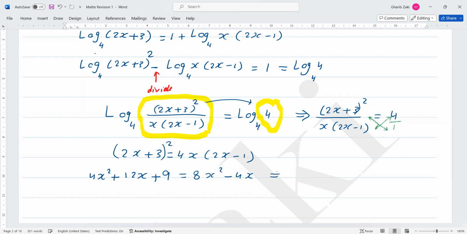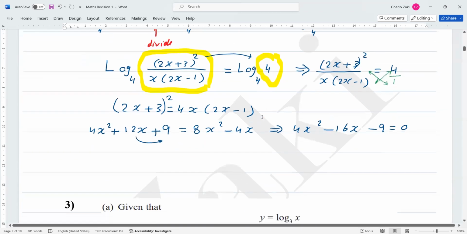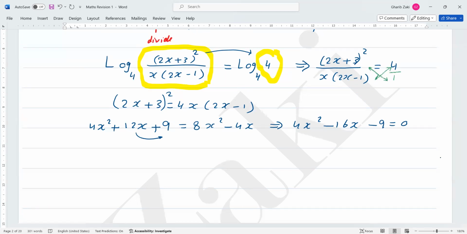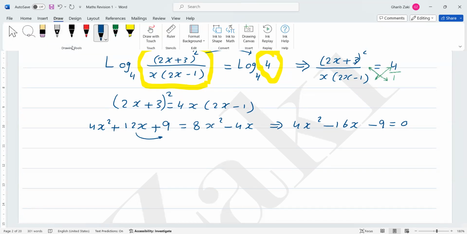Collect them in one side, so shift all to the right side. 8x squared minus 4x squared is 4x squared. Negative 4x and negative 12x is negative 16x. The 9 goes to the other side and becomes negative 9 equals 0. Now, take care. In this part, I advise you to solve it as a quadratic equation. Just a few minutes, and I will come back.